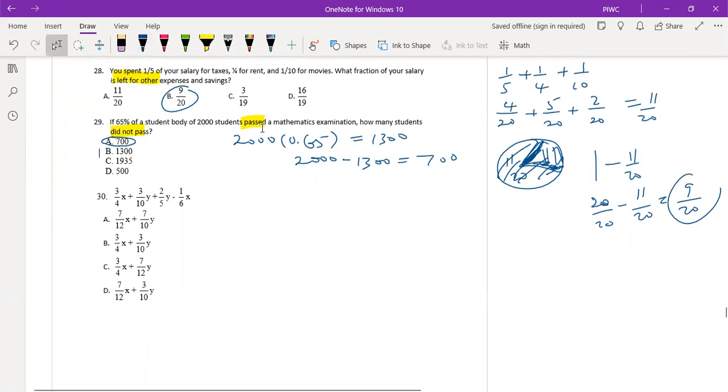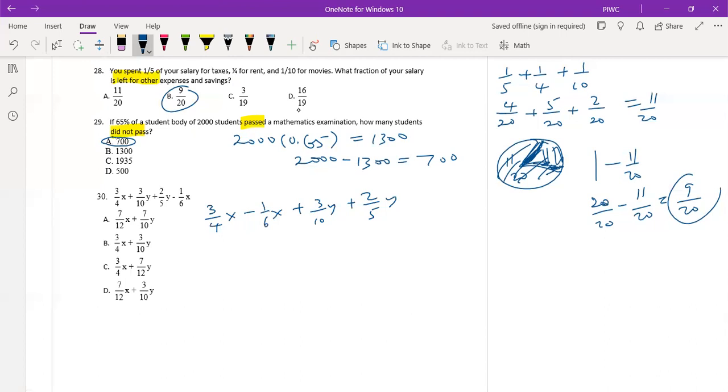Then number 30. We want to simplify what we have here. So we have to combine like terms. So we have 3 over 4x will go with negative 1 over 6x, plus 3 over 10y will go with 2 over 5y. Okay, since you're doing fractions, you make sure you have the correct LCD for each of them.